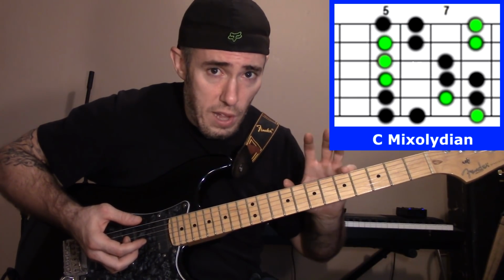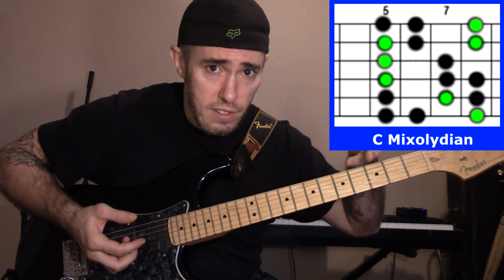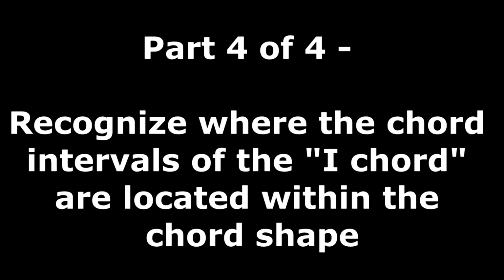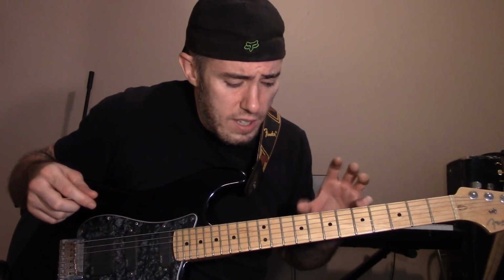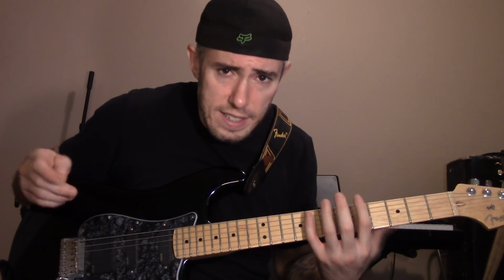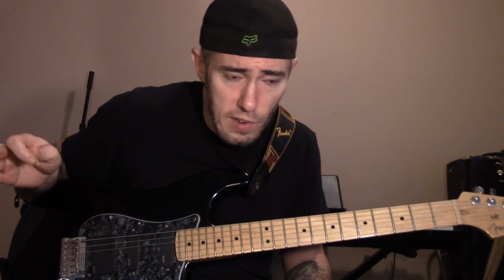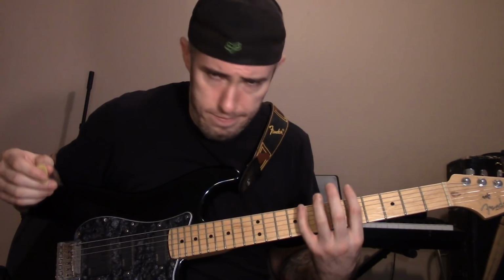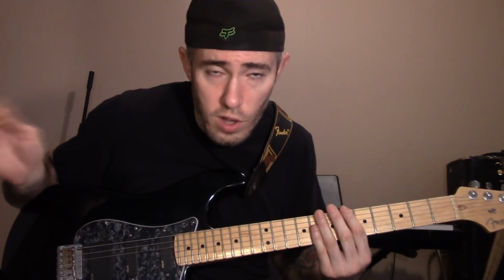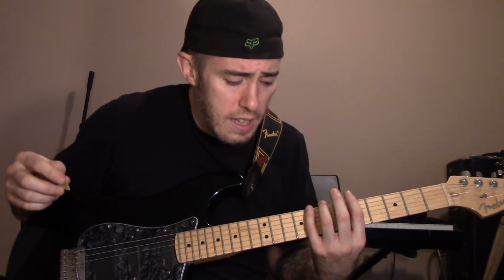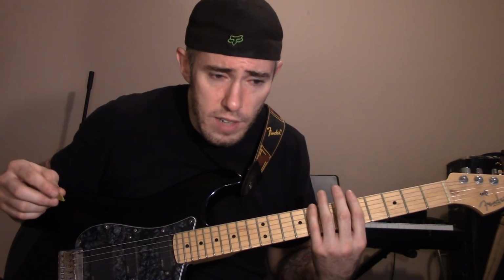So the fourth layer is where things get really interesting. So check that out. The C Mixolydian mode: not only does the scale contain a flat seventh degree, but also the one chord of the mode contains a flat seventh degree. So the Mixolydian mode is commonly used over dominant seventh chords.